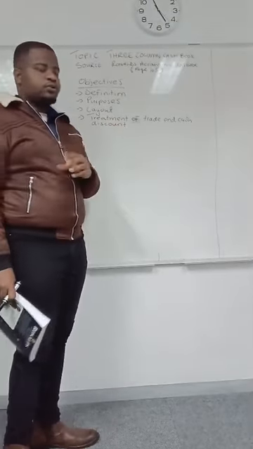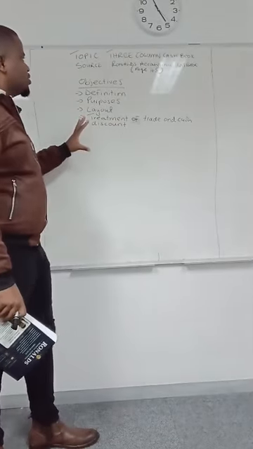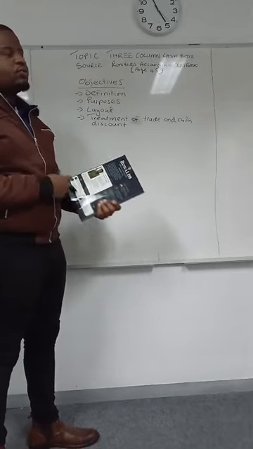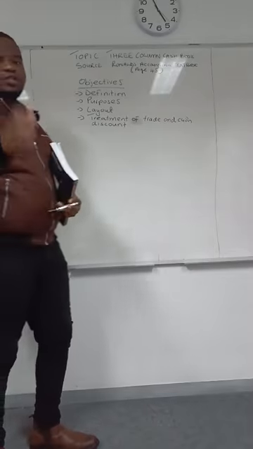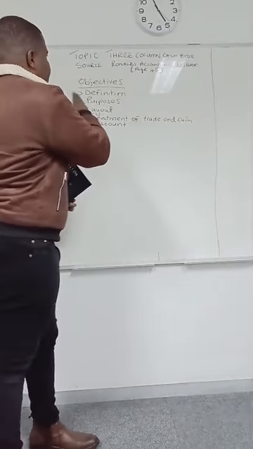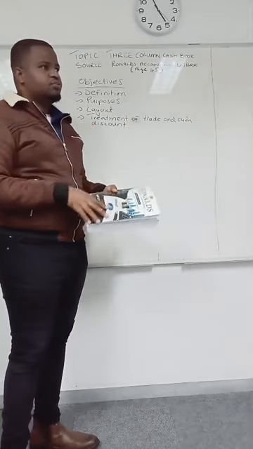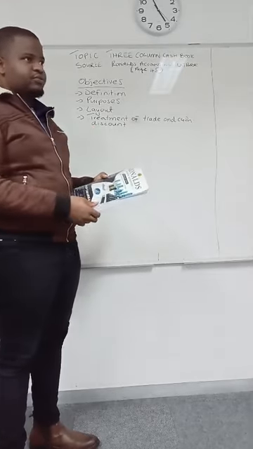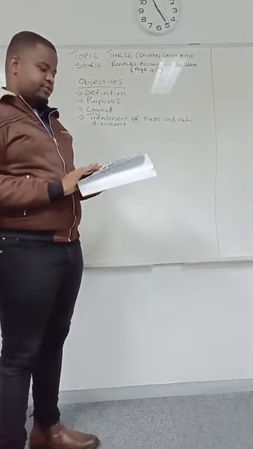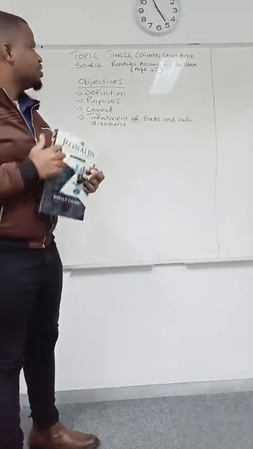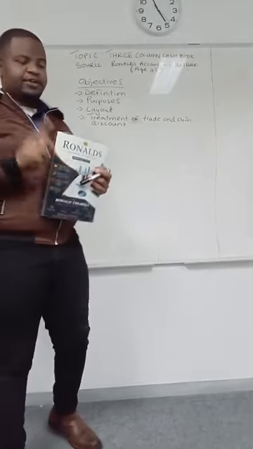In today's video, I want to explain the concept of three-column cash book. So today we are doing three-column cash book, and the source is Ronald Accounting Textbook on page number 45. So those that already have this textbook, you need to open on page number 45, right?